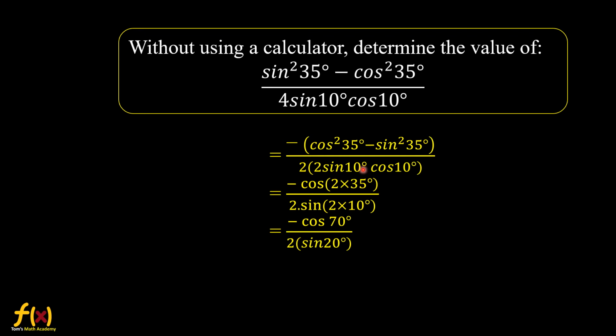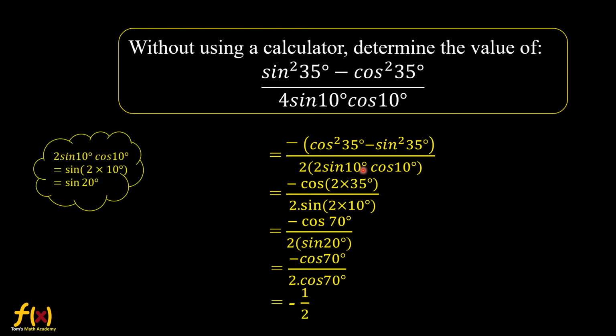Now 70 degrees. What about changing the denominator? Sin 20. We know that sin 20 is cos of 70. That is the technique we use there. Look, sin 20 is sin(90 minus 70).